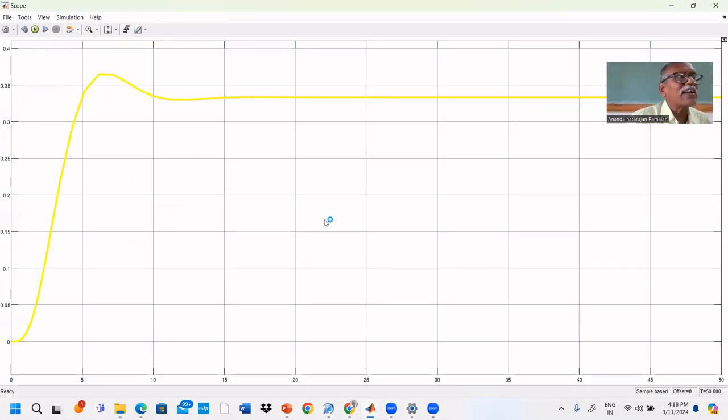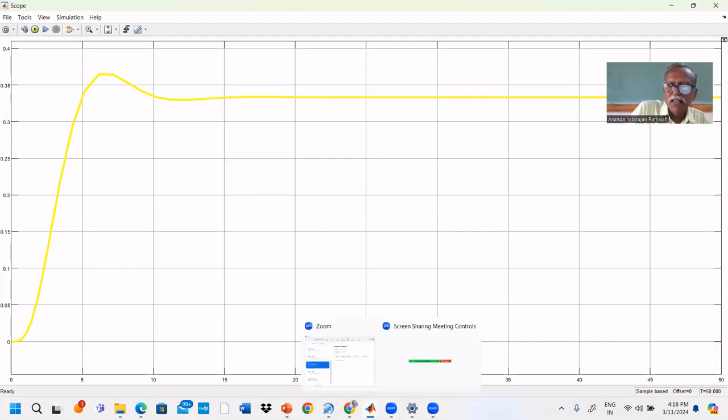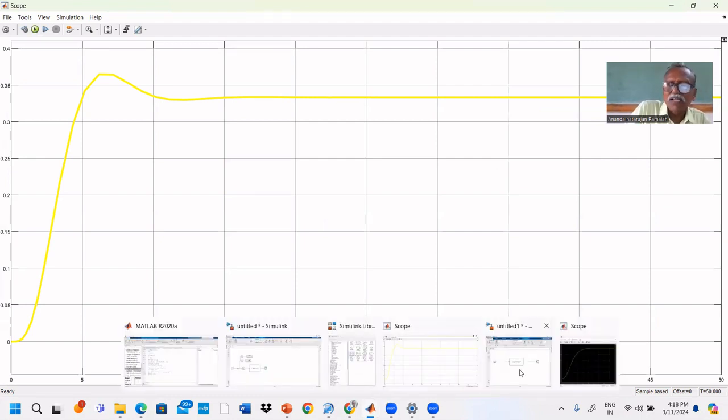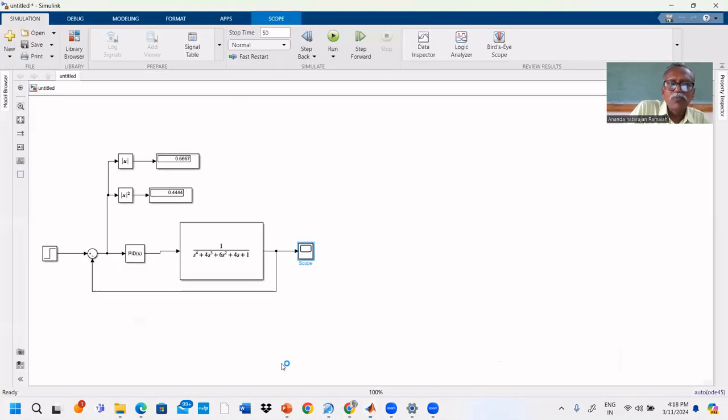Steady state error is there. It is settled at 0.35 only. What is the set point? 1, but it is settled at 0.35. If I increase the gain, what happens to the response? This is the advantage of simulation. If you do all this simulation, we can understand many things.